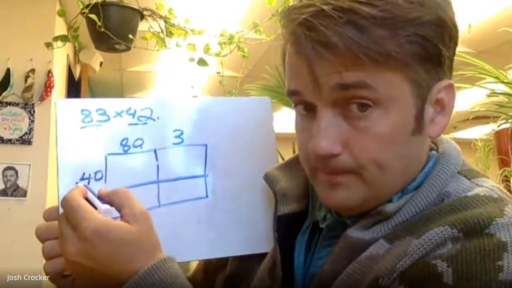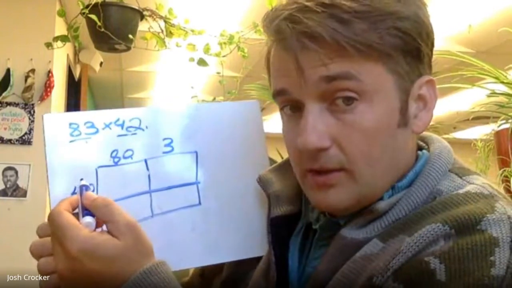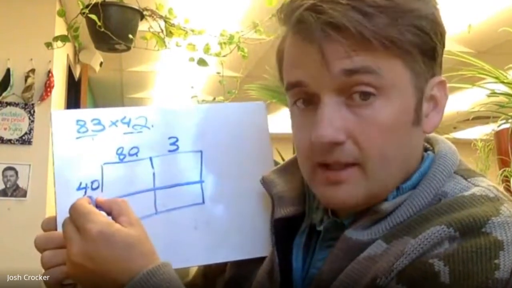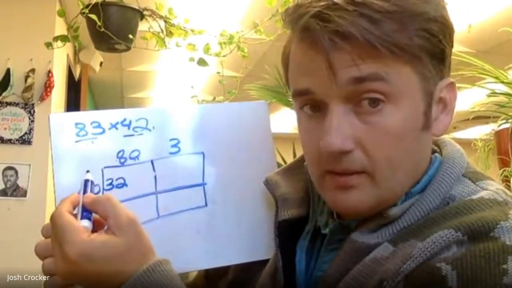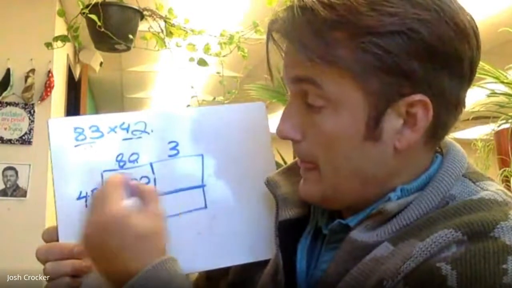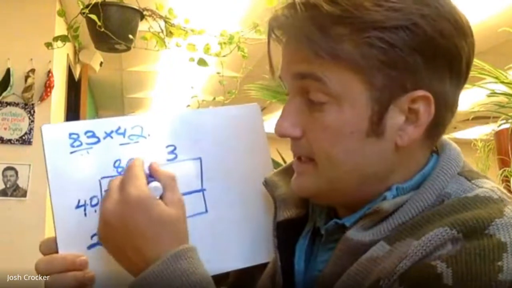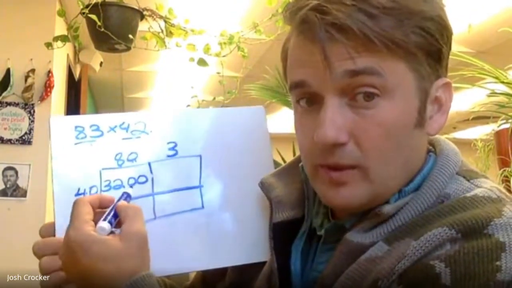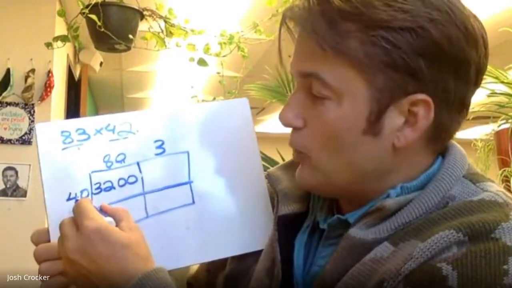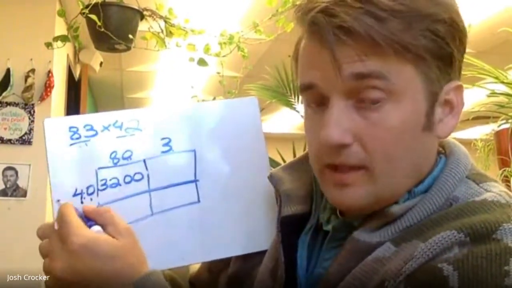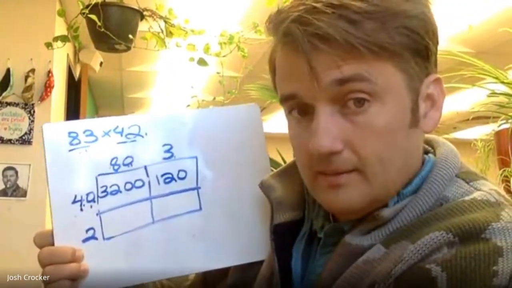When we multiply out our tens, you just look at the basic fact here. The basic fact is still 8 times 4, and that's still 32. But it has 2 zeros now, right? So 80 times 40 would get you 3,200. Now 40 times 3: the basic fact is 4 times 3, that's 12, with a 0, 120.